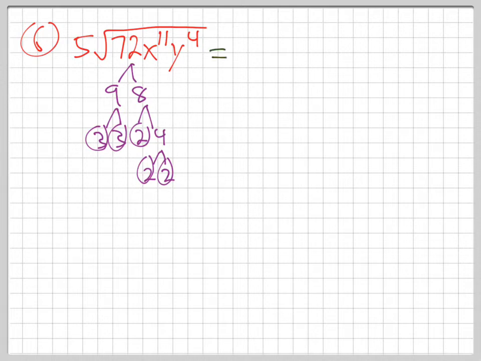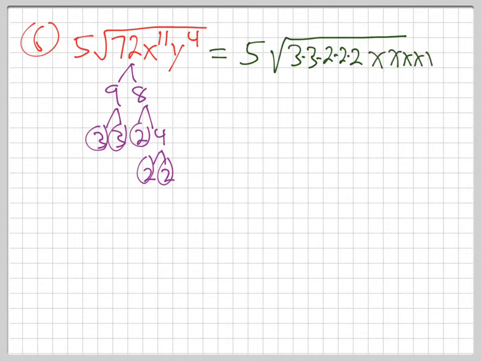So what do we get here? We get 5 root of 2 3s, 3 2s, x to the 11th. I'm just going to write those out. 3, 4, 5, 6, 7, 8, 9, 10, 11. All right, I sort of squeezed them in. And 4 y's. All right, you don't have to write them out, but it didn't take too long.